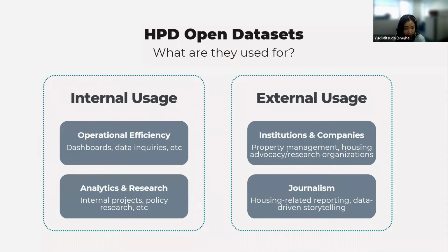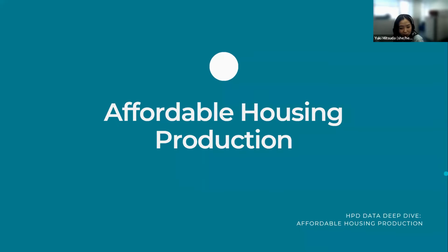For external usage, we have many institutions, companies, housing-related organizations, and academic research centers who use our data to track and monitor the state of affordable housing or the quality of New York City housing. Our open datasets also provide journalists and reporters with housing data, which enables data-driven storytelling. So now I'm going to pass it to Habiba, who will talk more about affordable housing.